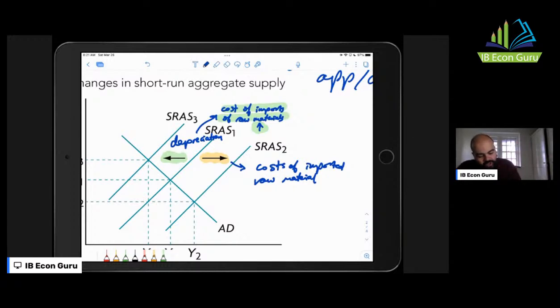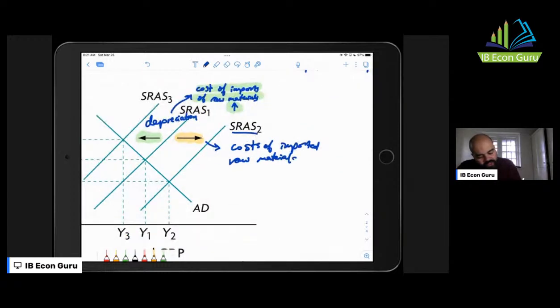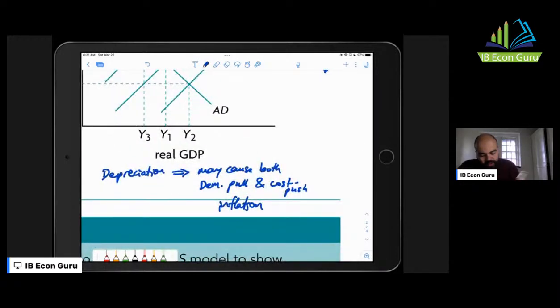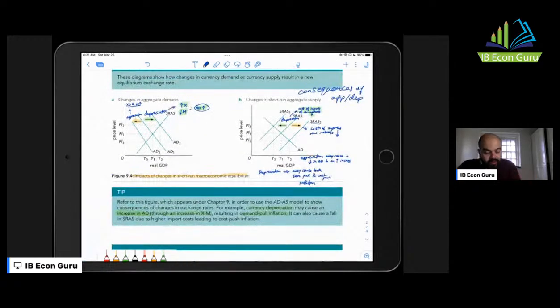An appreciation may also cause an increase in short-run aggregate supply because the cost of imported raw materials actually decreases. So remember, a depreciation may cause both demand pull and cost push inflation, while an appreciation may cause a decrease in aggregate demand and an increase in short-run aggregate supply. So that's the effect on aggregate demand and inflation.